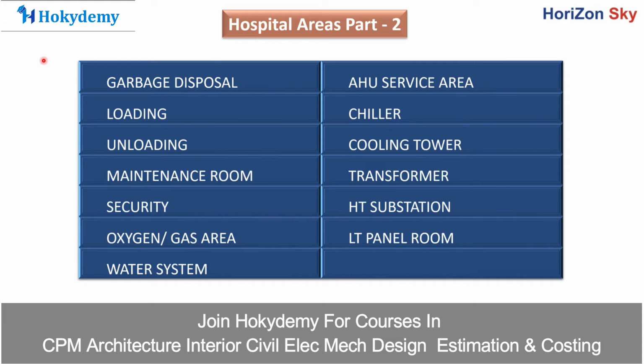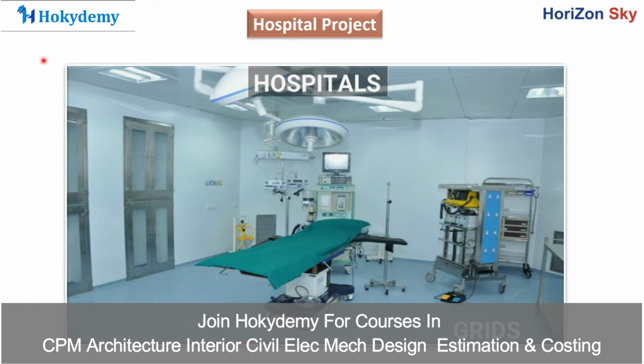Okay. Now moving on to the next slide. This is just one image of a hospital project that we have done. So this brings us to the end of the second sector, that is the commercial sector. We saw the different types of structures that are included in the commercial sector. We saw the different kinds of areas that we need to keep in mind while designing for any kind of commercial sector.